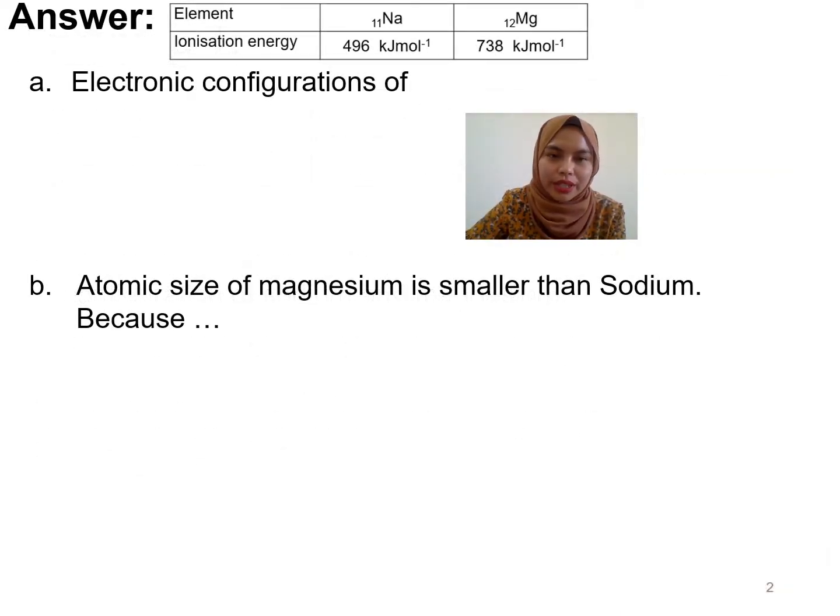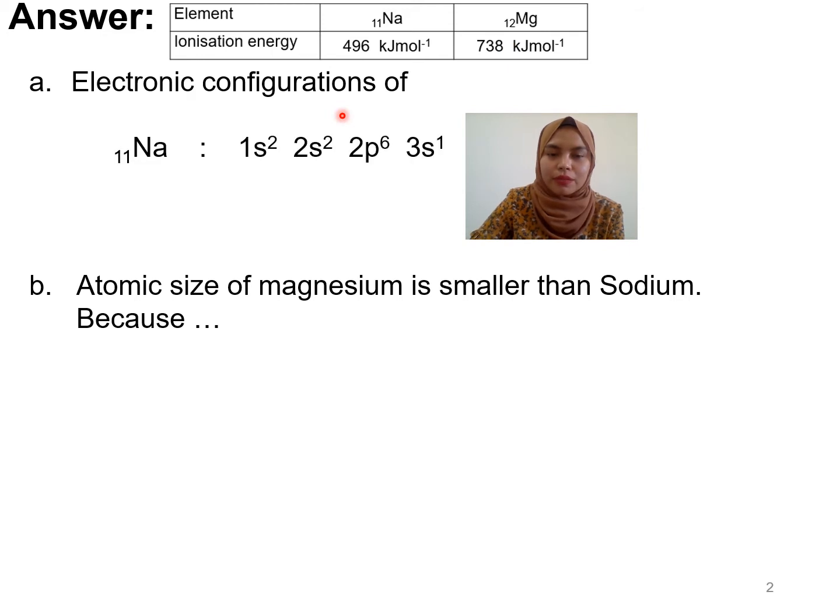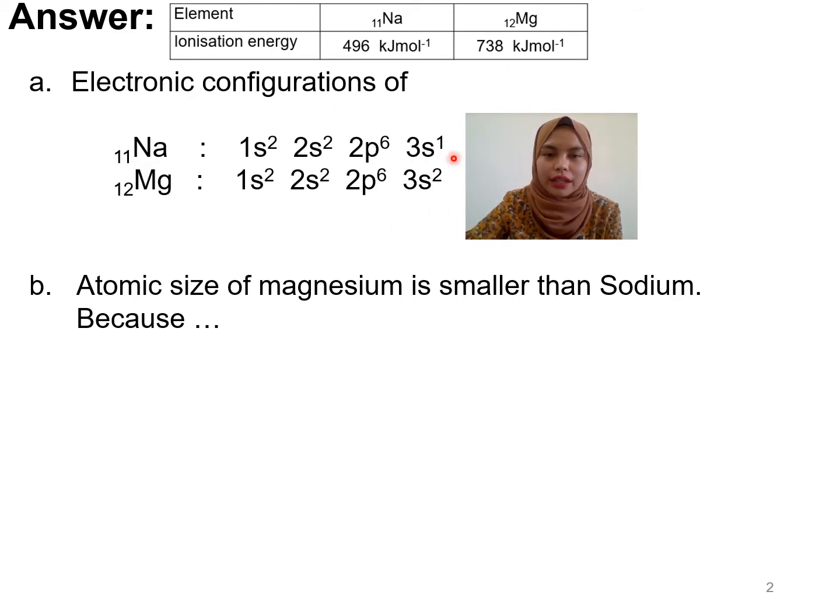So the first question, disuruh kamu tulis electronic configuration untuk these two elements. So you will know that Na dia ada 11 proton, makanya dia akan ada 11 electrons. Mg ada 12 proton, makanya dia akan ada 12 electrons. So masing-masing punya electronic configuration akan jadi macam ni lah. Na dia ada 11 elektron, makanya dia akan sampai 3s1, Mg sampai 3s2.